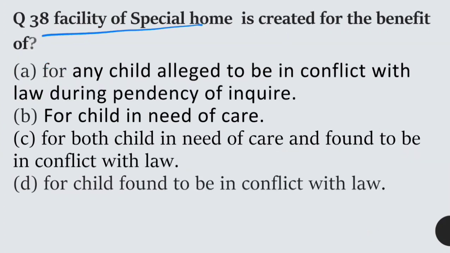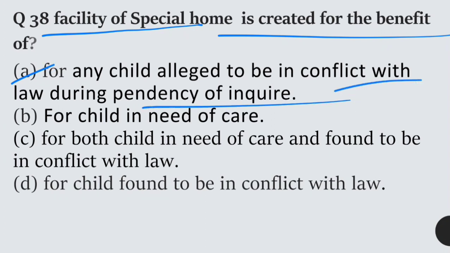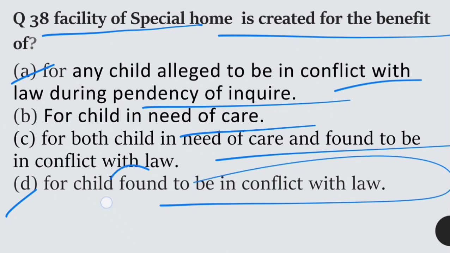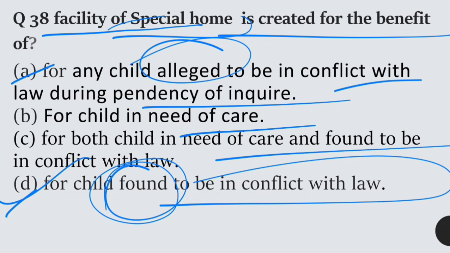Next question is, facility of a special home is created for the benefit of. A says child alleged to be in conflict with law during pendency of inquiry. B says child in need of care. C says both child in need of care and in conflict with law. And D says child found to be in conflict with law. So children who are found to be in conflict with law is the right option. Special homes are made for children who are found to be in conflict with law, not alleged to be in conflict with law. So D is the right answer.